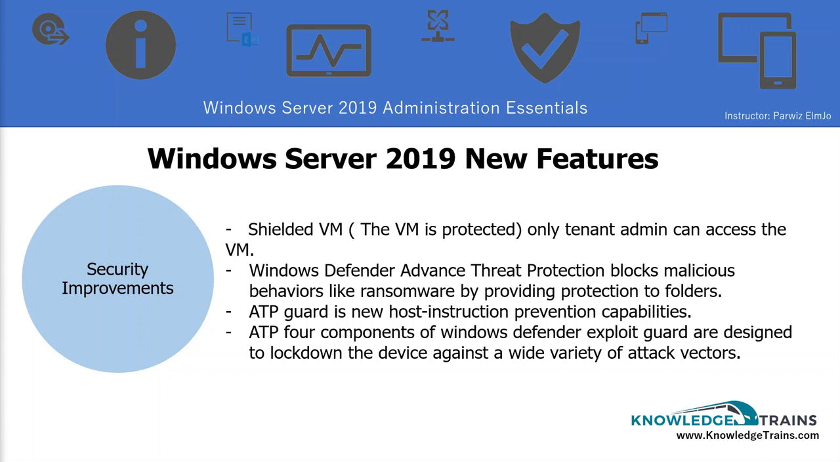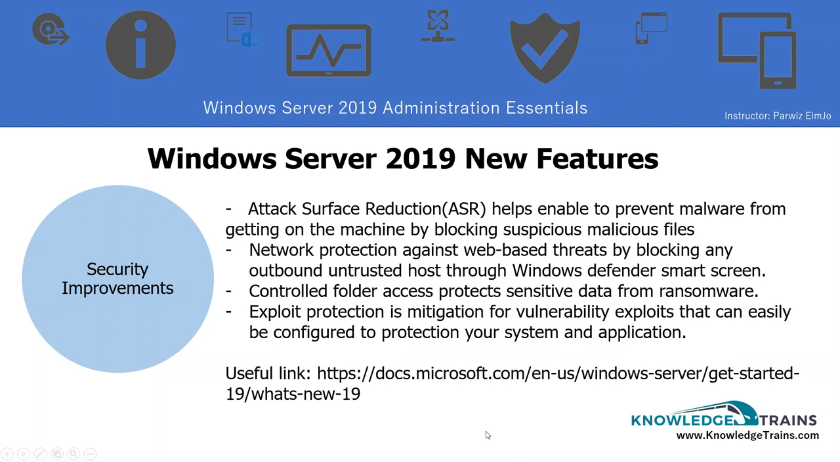All right, another thing that we have is attack surface reduction. Attack surface reduction blocks suspicious and malicious files. A lot of attacks happen these days through websites. If your employees are not well trained through IT security awareness training, they may browse unknown websites. ATP Network Protection provides support against web-based threats by blocking untrusted sites. So if you're trying to browse a website that is not trusted, malicious, or unknown, it will block it.